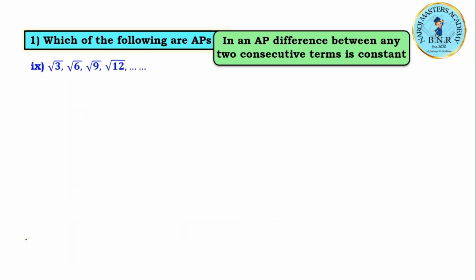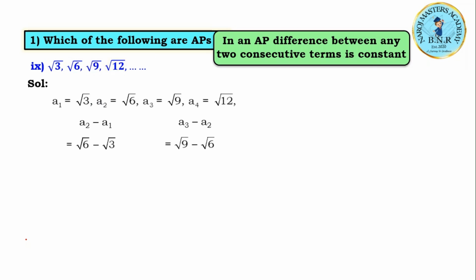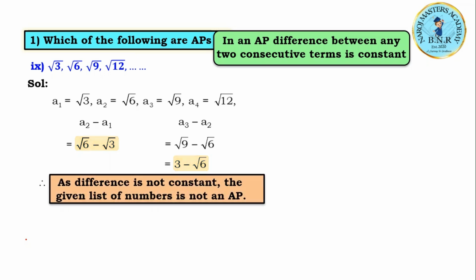Okay. Root 3, root 6, root 9, root 12, and so on. Here our task is to represent the first terms A1, A2, A3, and A4. A1 is root 3, A2 is root 6, A3 is root 9, A4 is root 12. Find A2 minus A1, root 6 minus root 3, and A3 minus A2, root 9 minus root 6. They are not equal. It means the given list of numbers is not an AP.